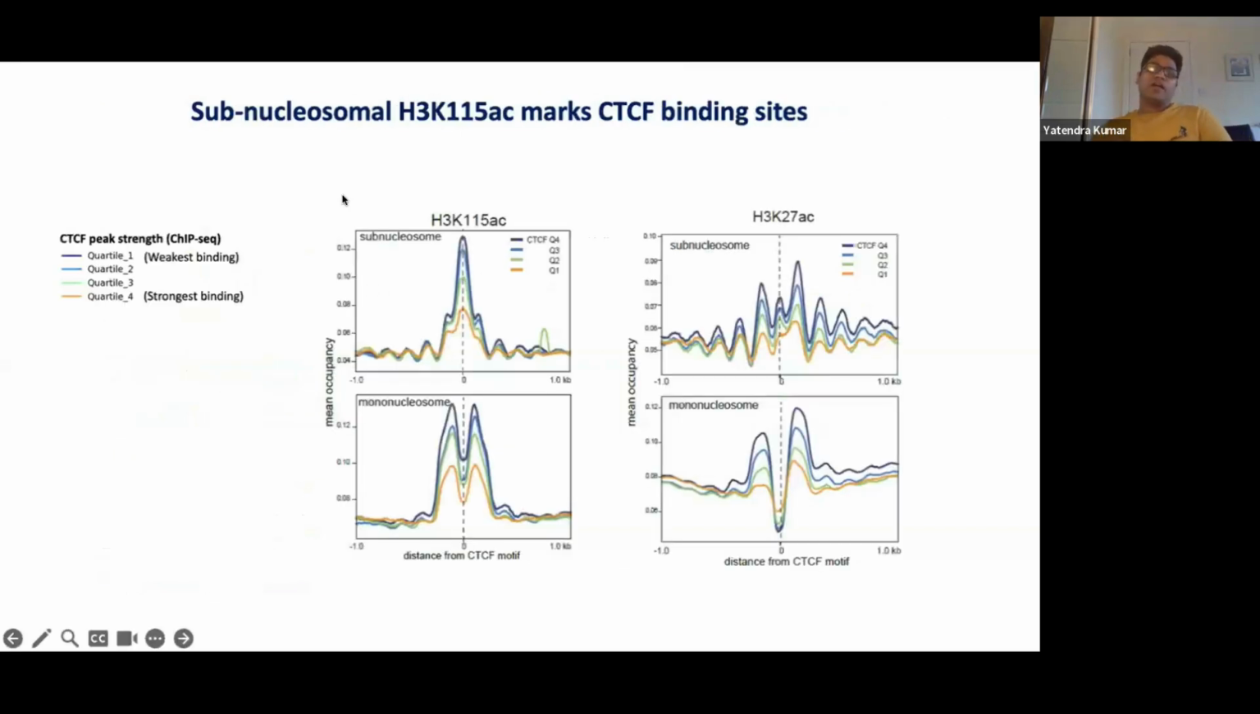Now, another important class of regulatory regions is CTCF binding sites, which form the basis of genome folding in vivo. We found that the subnucleosomal H3K115 signal is enriched exactly on the CTCF motif, while mononucleosomal K115 is enriched on both sides of the CTCF motif. And in the case of the K27 acetyl mark, we have this marked depletion, which is in line with the nucleosome-depleted NDR model of these sites.